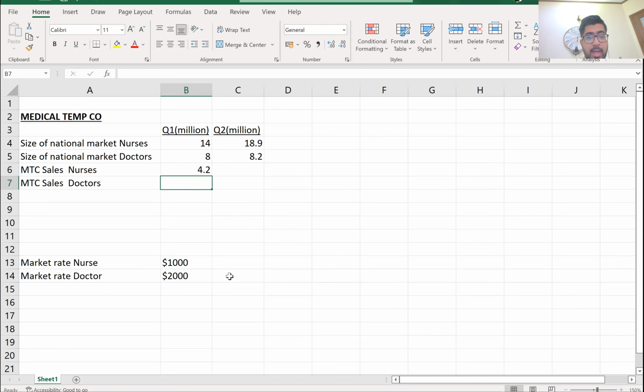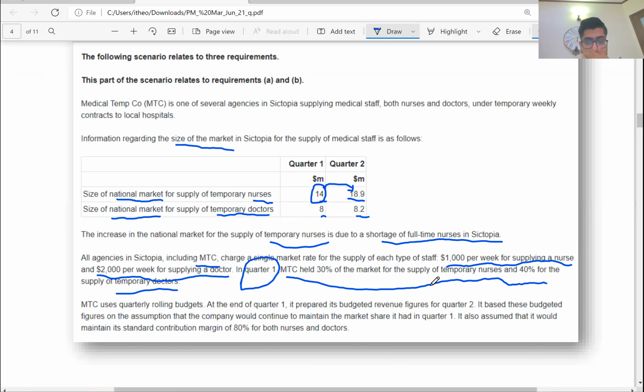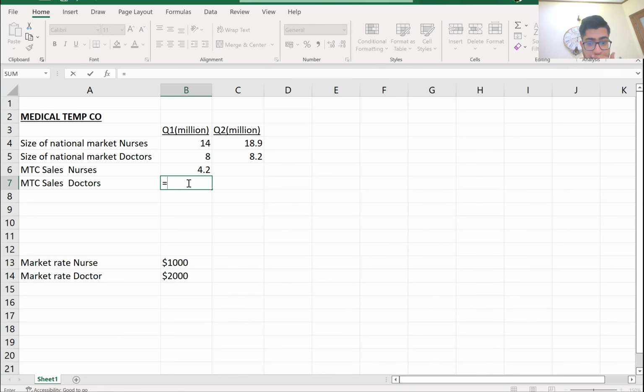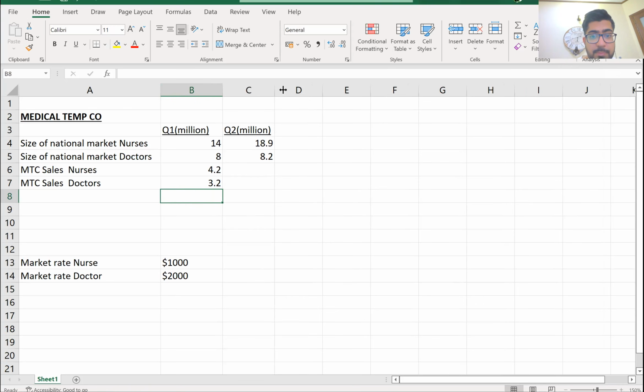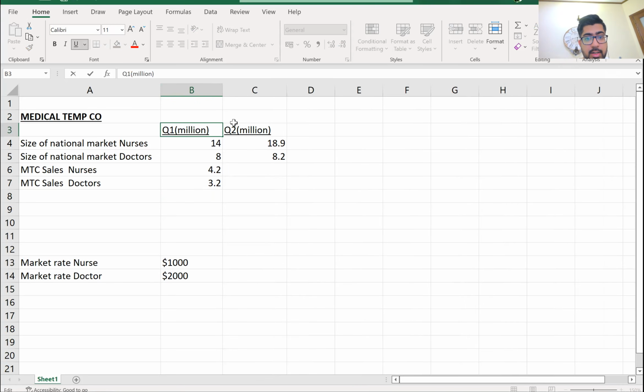Okay. And for doctors, it states in quarter one, MTC held 30% of market for supply of nurses and 40% for doctors. MTC sales for doctors in quarter one is national size 8 million, 40%. This is MTC sales. Now, I want you to be 100% clear with this point, because unless you are clear with this point, you won't be able to move forward.